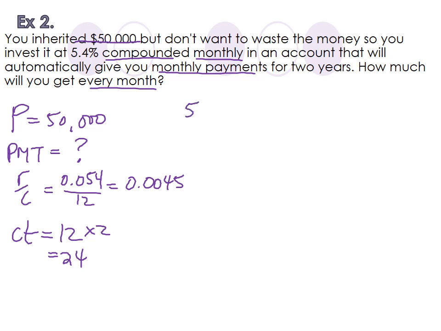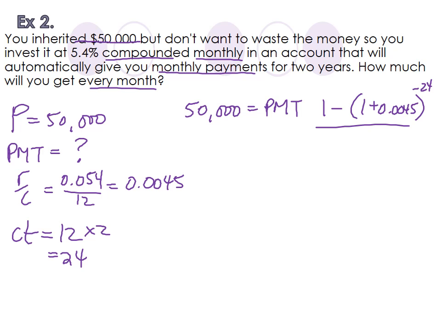So going into our formula, 50,000 equals PMT, 1 minus 1 plus 0.0045 to the negative 24, divided by 0.0045.